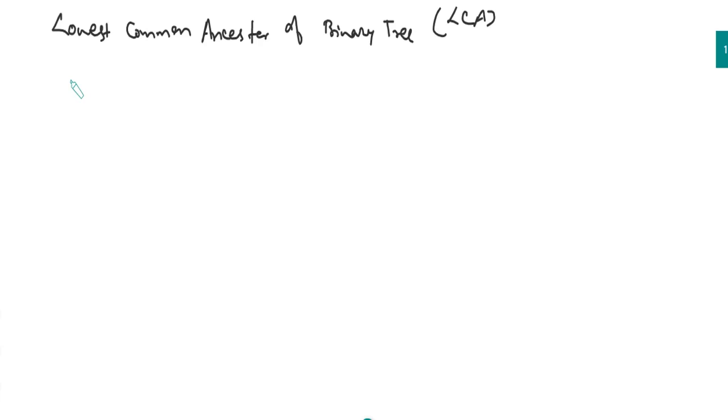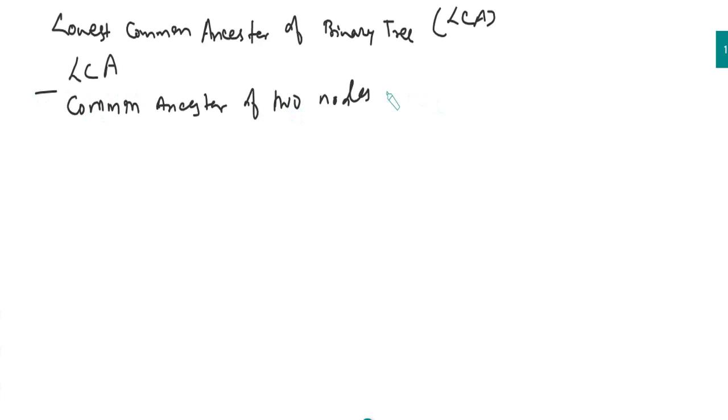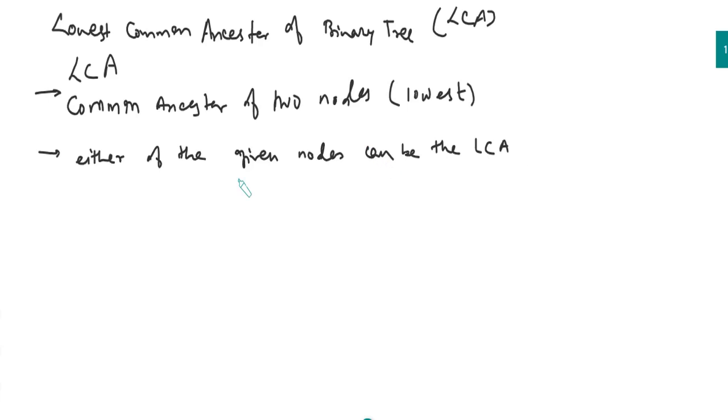So the definition sounds quite confusing. So we can just categorize it in parts. First point, LCA is the common ancestor of two nodes, which is lowest. Second part, either of the given nodes can be the LCA. Okay, so let's explain with an example.